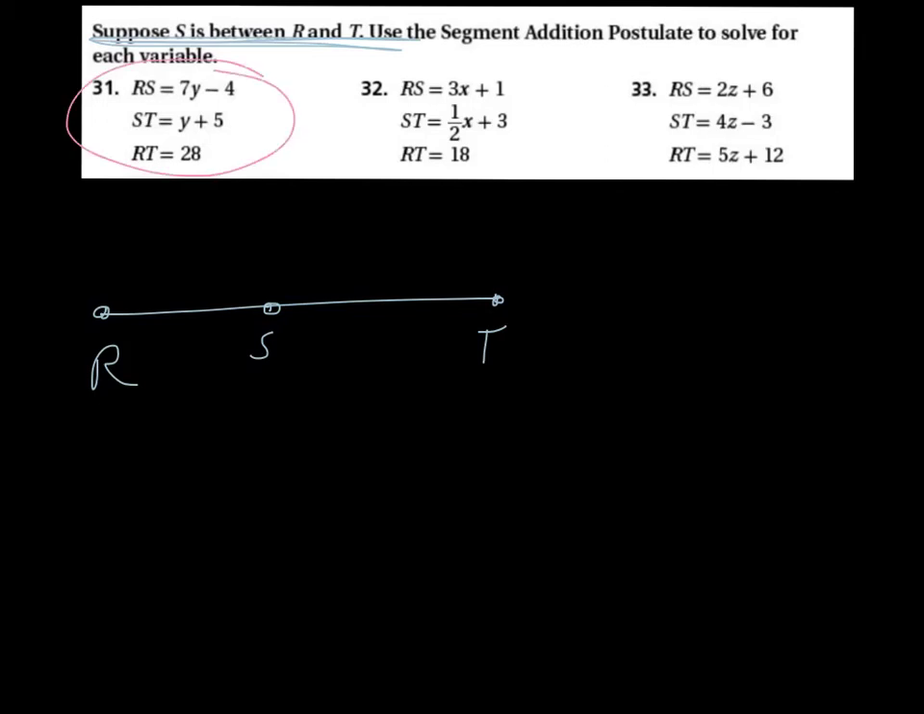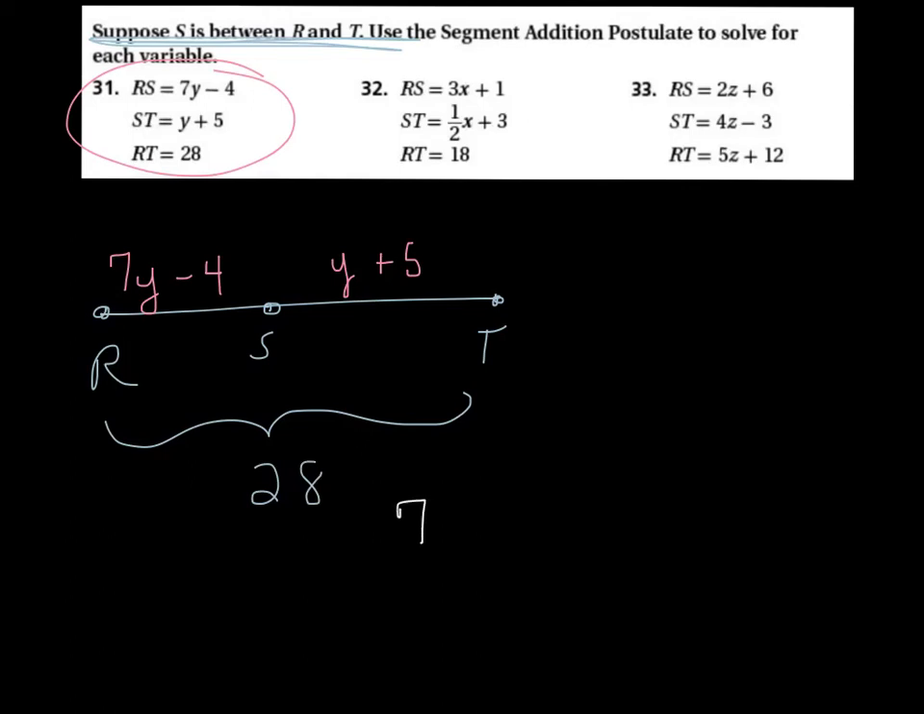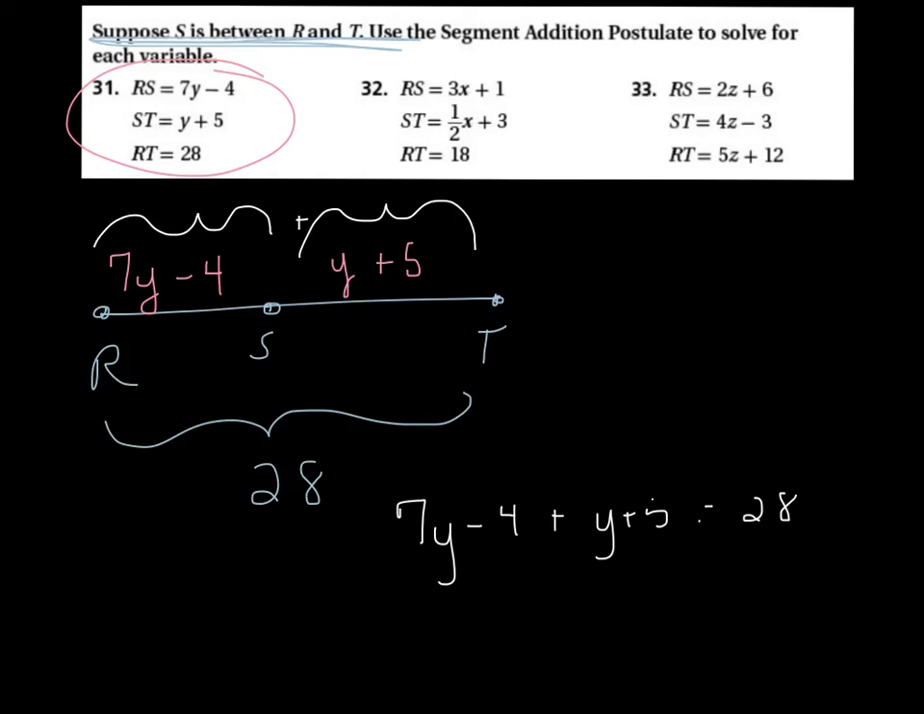And I know that RS is 7y minus 4. I know that ST is y plus 5. And I know that RT, the whole thing, is 28. And by the segment addition postulate then, I have that 7y minus 4 plus y plus 5 equals 28, because this small segment plus this other segment equals the big segment.